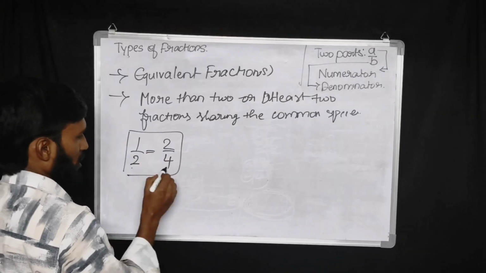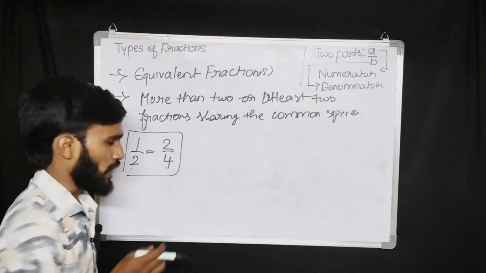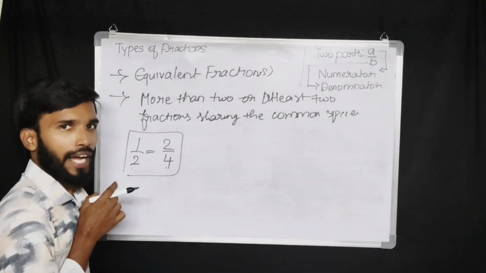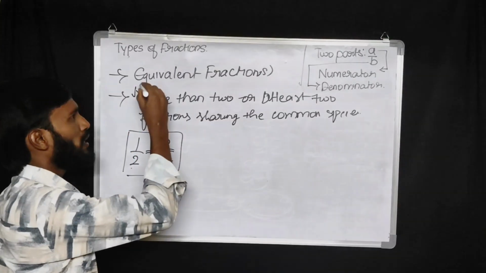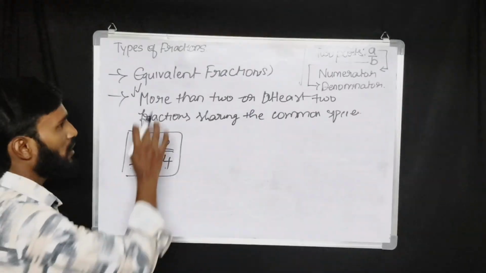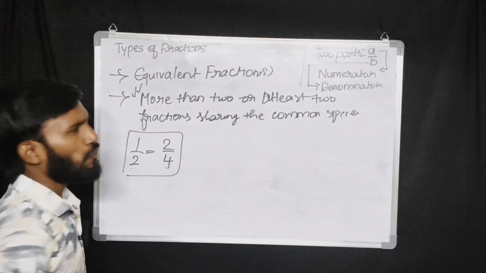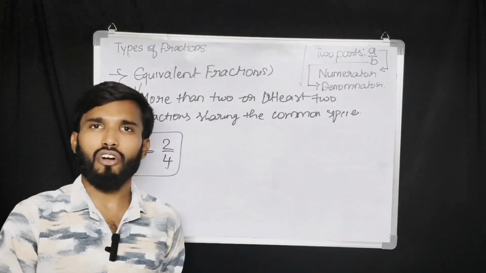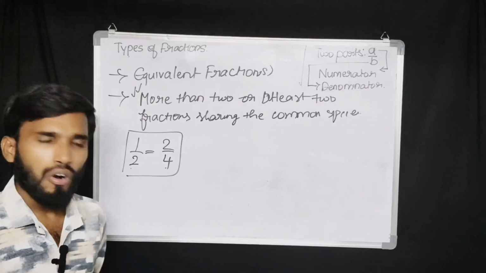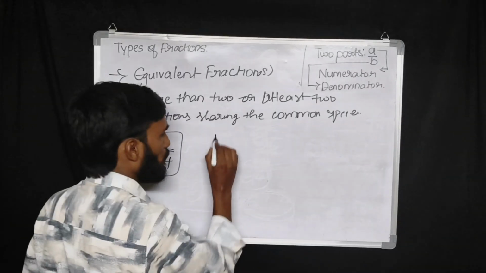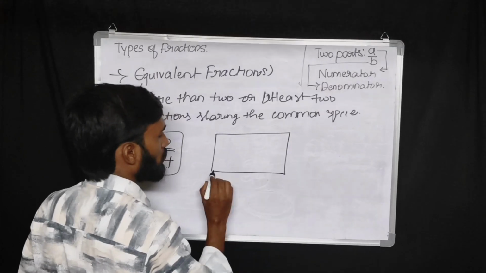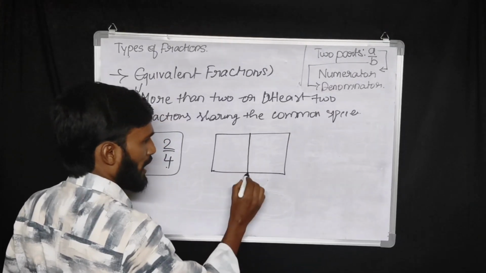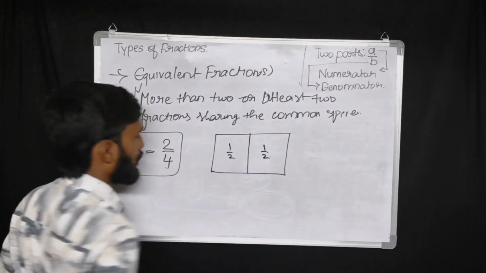See, this is also a fraction and this is also a fraction. I am saying these two are equal. How am I saying these two are equal? By our condition. What is our condition? Two or at least two fractions sharing the common space, common area, common portion, common region, common part in the whole. So 1 by 2. Draw a figure for 1 by 2. I am taking a whole and dividing it into 2 parts.